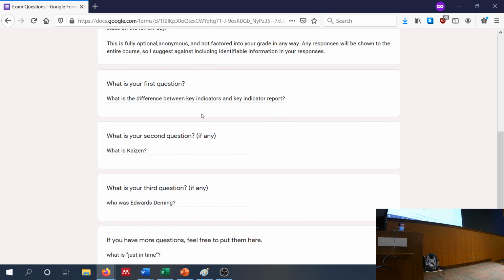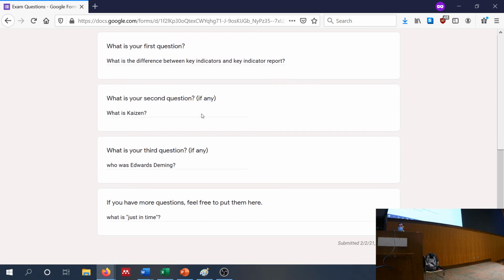Kaizen, great question. It's continual improvement. Going back to Deming, he's kind of famous for implementing this in a lot of the firms that he consulted for and worked for, where the whole idea is you make continual improvements over time to achieve higher quality, more consistency, less variation. Deming, I think we've covered him.